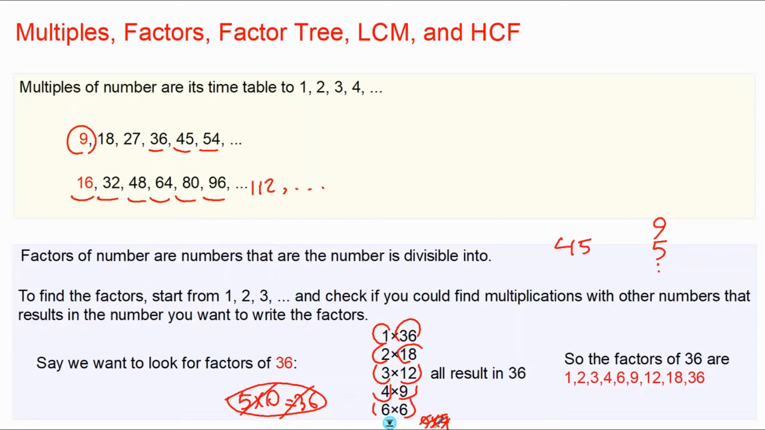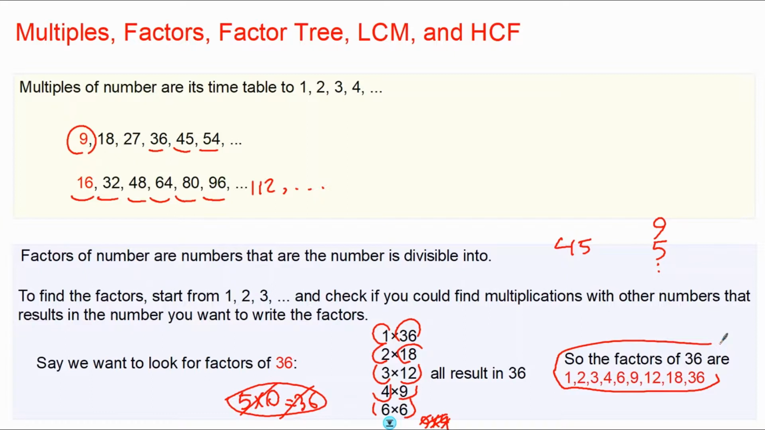Now that we did this, we will write down all of these numbers that multiply to each other and make 36. Starting from here, we have 1, 2, 3, 4, 6, 9, 12, 18, and 36. And we don't need to write and repeat the 6 twice. So 36 is divisible by all of these numbers. And we have in total 9 numbers that 36 is divisible by, including 36 and 1. So this list is the factors of 36.